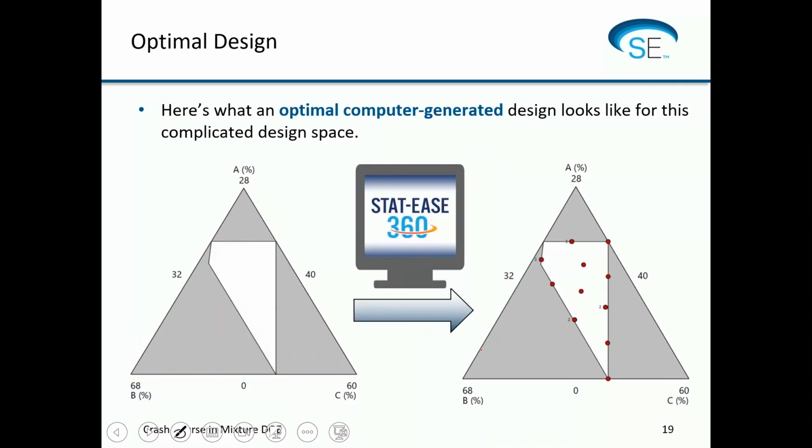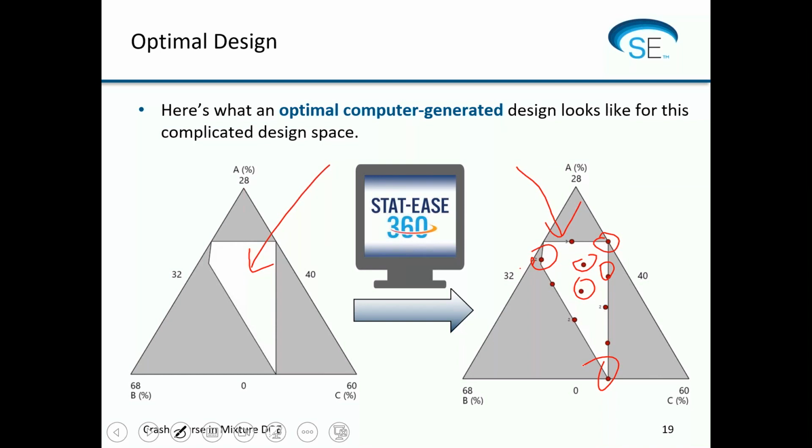Now here's what an optimal computer generated design would look like if you use Design Expert or Statease 360. Here's the original space, and I would put in some parameters, how many runs I want, and I would get something that looks like this, where the red dots represent runs. And I get some replicates here. I get some points on the interior. I get some points along the edges and vertices.